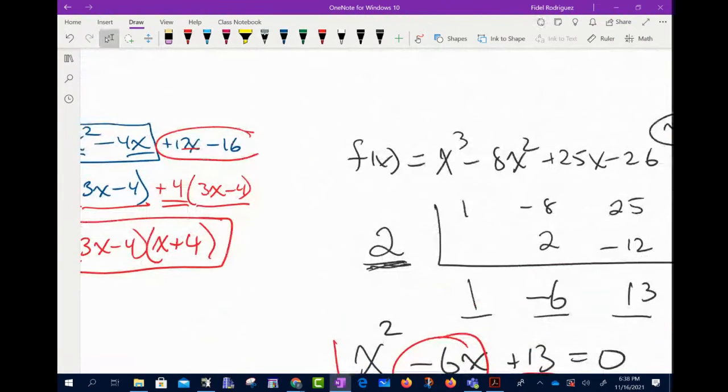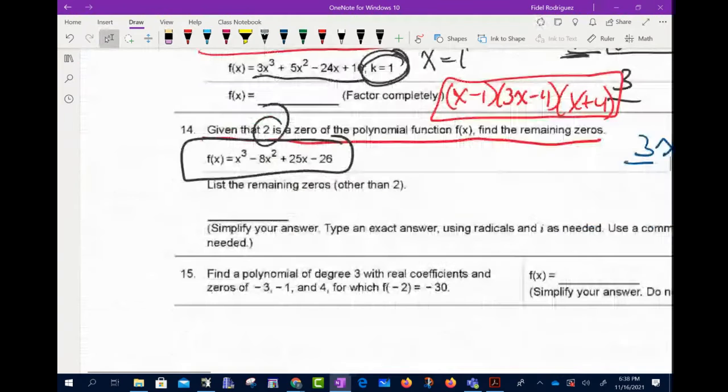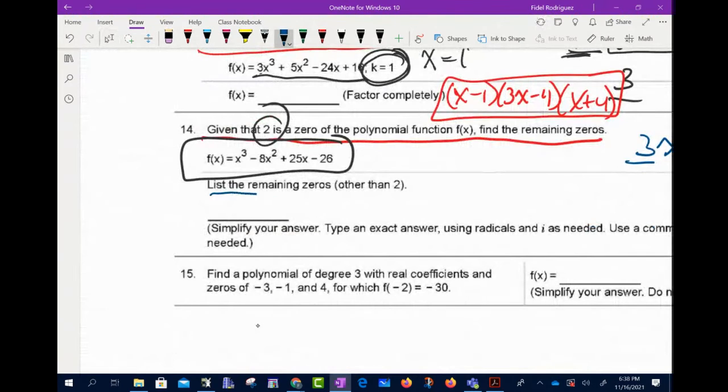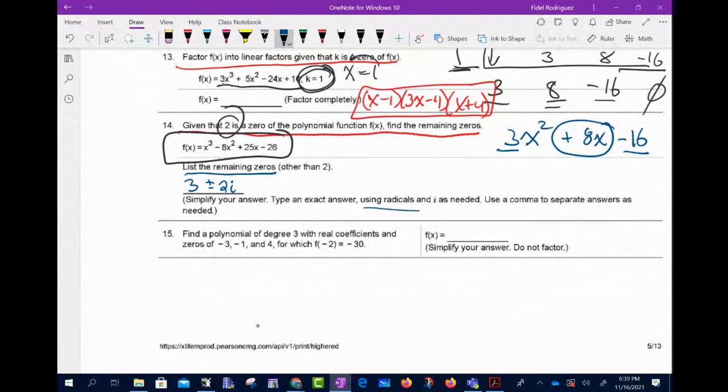So what I'm going to do is come back to my problem over here. Okay, the question is saying, can we list the remaining zeros other than 2? So I don't need to put 2 again. They're asking, what are the other ones? Well, the other ones are 3 plus or minus 2i, okay? And notice what it says: type an exact answer using radicals and i as needed. Well, we had to use i, okay? And use a comma to separate them.